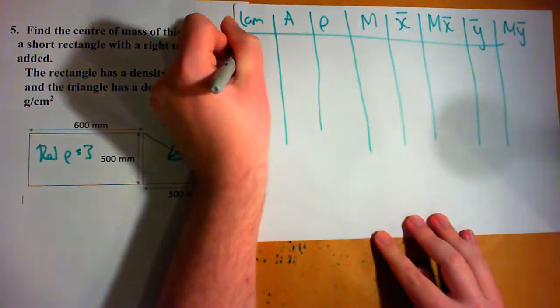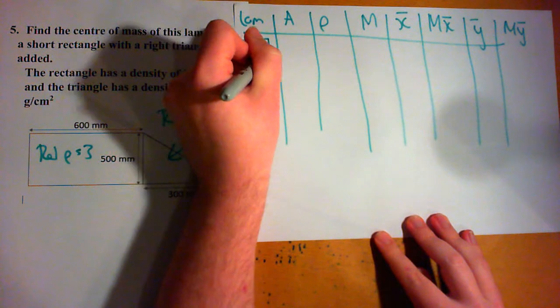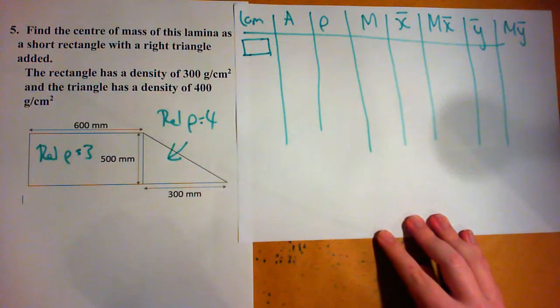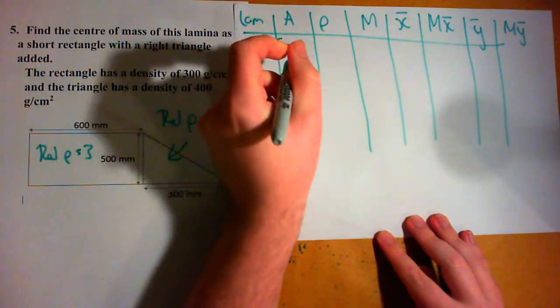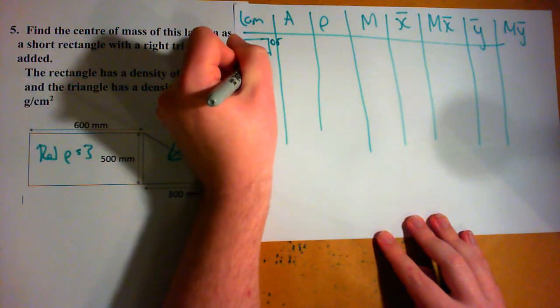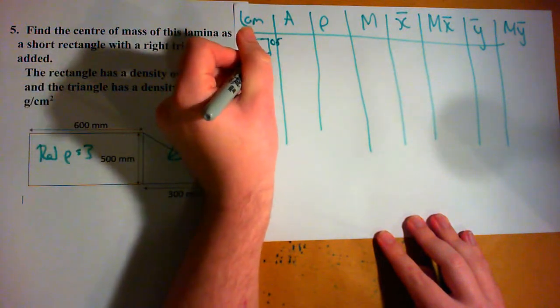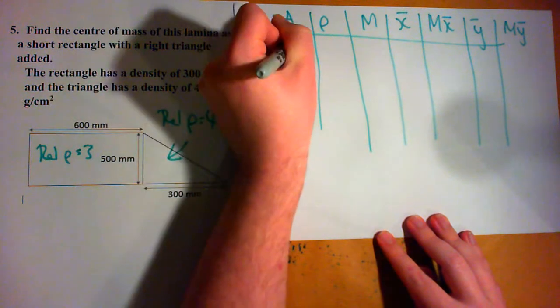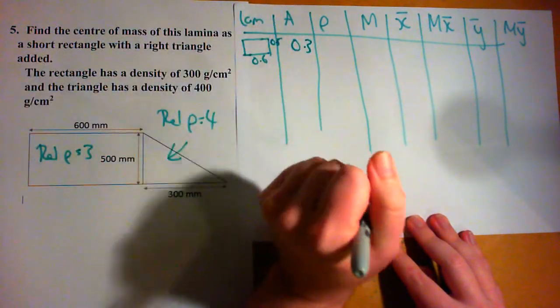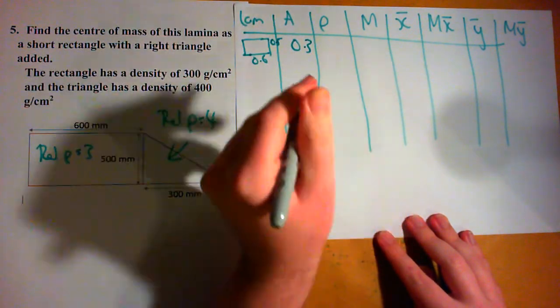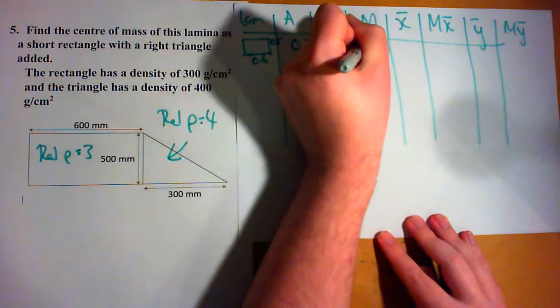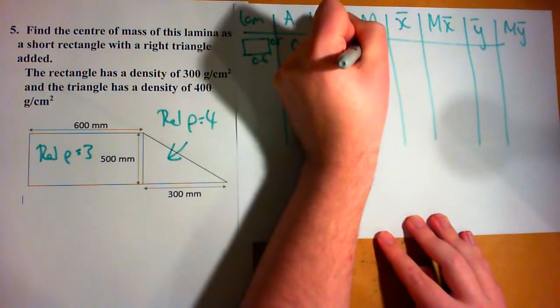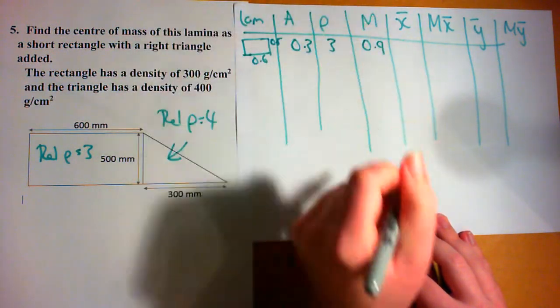So the first lamina is the rectangle, and for this question let's work in units of metres. So the height is 0.5 of a metre, and the width is 0.6 of a metre. Area is therefore 0.6 times 0.5, which is 0.3, and the relative density of the rectangle is 3. 0.3 times 3 is the area times the density, giving us the mass, which is 0.9.